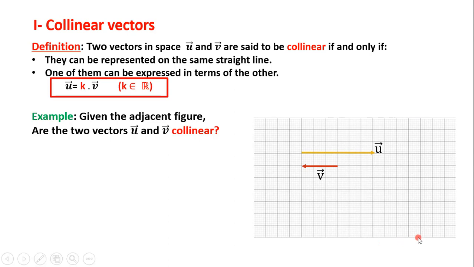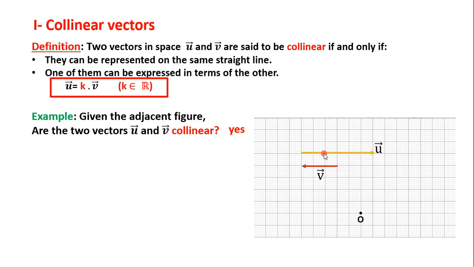In this figure we have vector u and vector v. So these two vectors have the same direction, they are parallel to each other, but they have opposite sense. So we can say that these two vectors are collinear.